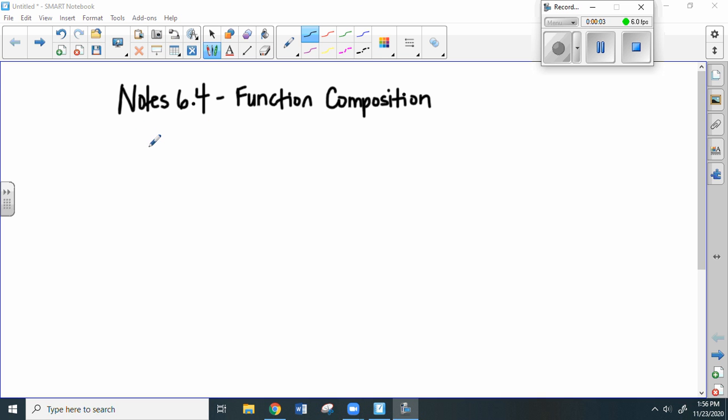This lesson is on function composition. Okay, this is our note 6.4, and it's called function composition.